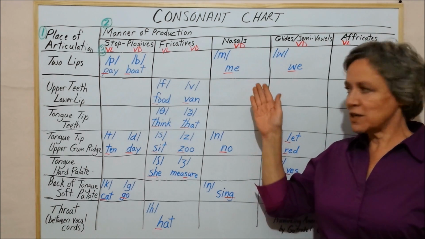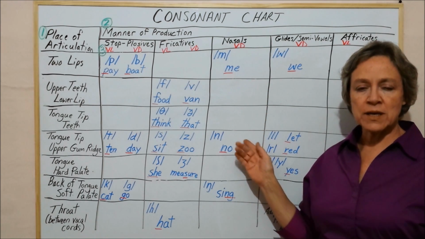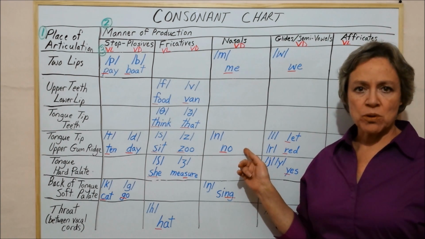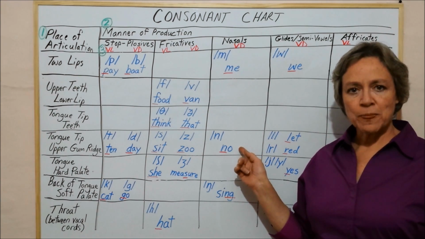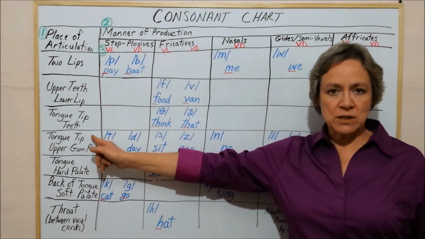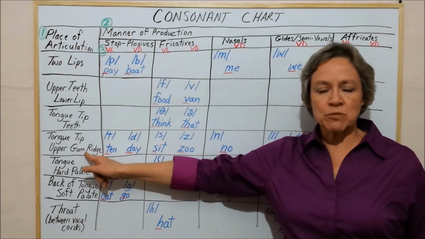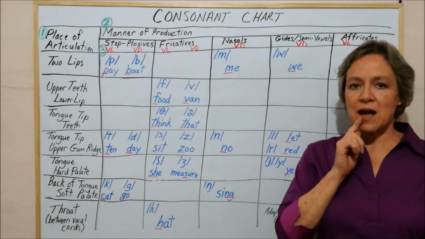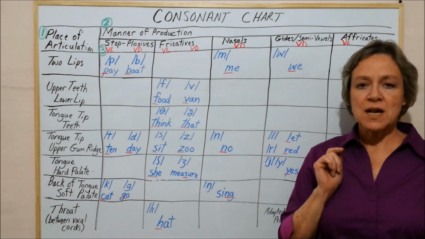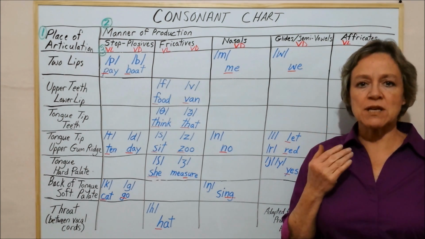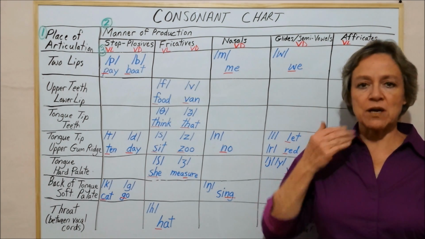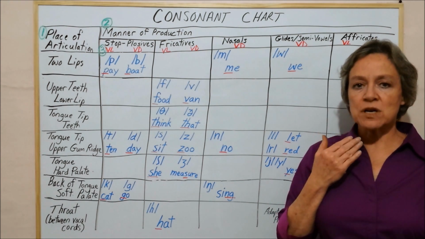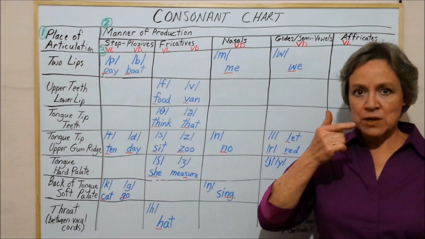All of these are voiced. If we go down here to this one, this is n, as in no. To make this sound, we use our tongue tip and the upper gum ridge. So we are putting the tongue on the ridge behind our teeth, and it pushes against the ridge, and we stop the air from coming out that way. So my tongue is up, touching the ridge, and I force the air through my nose.